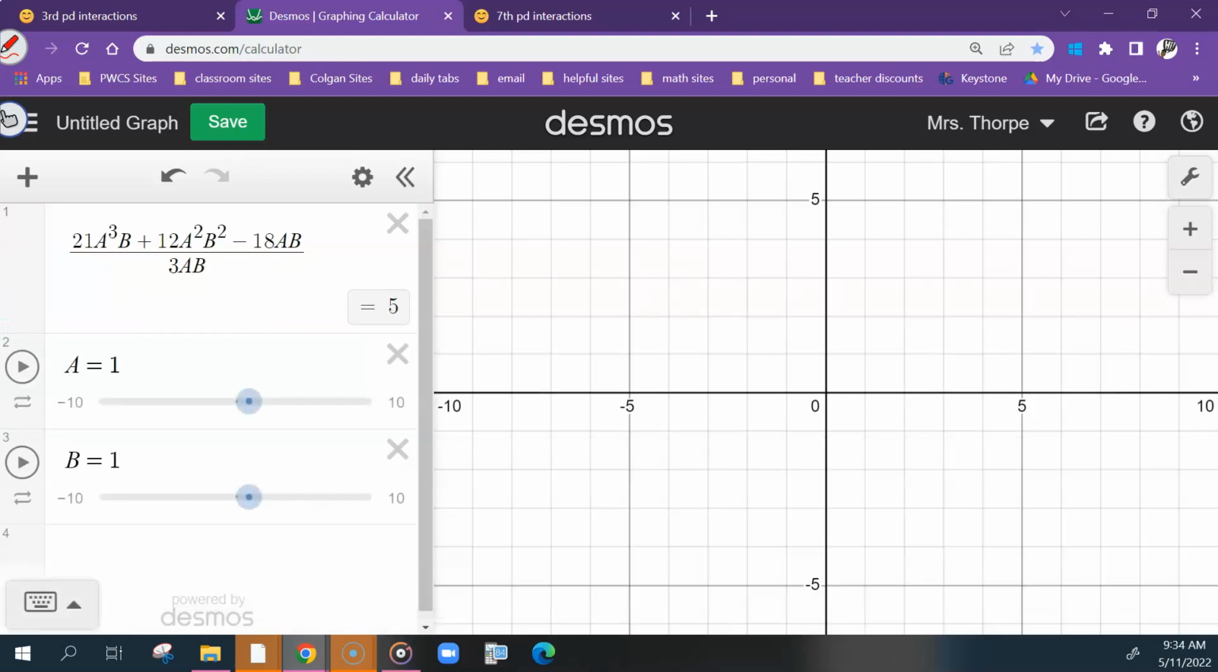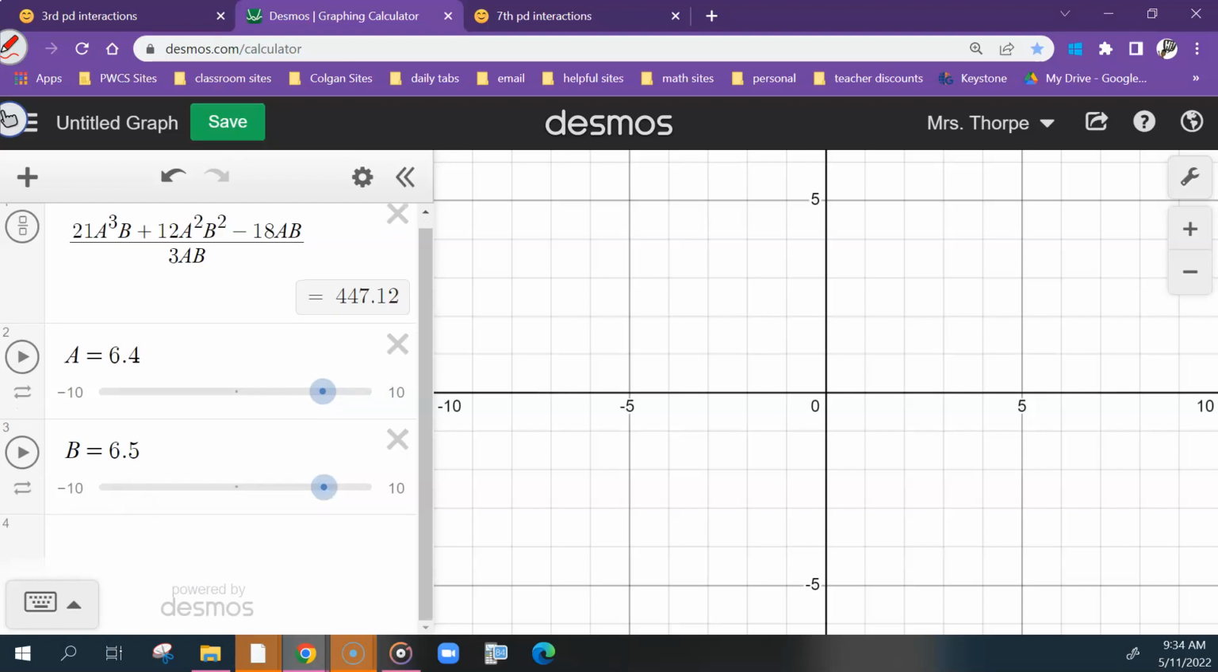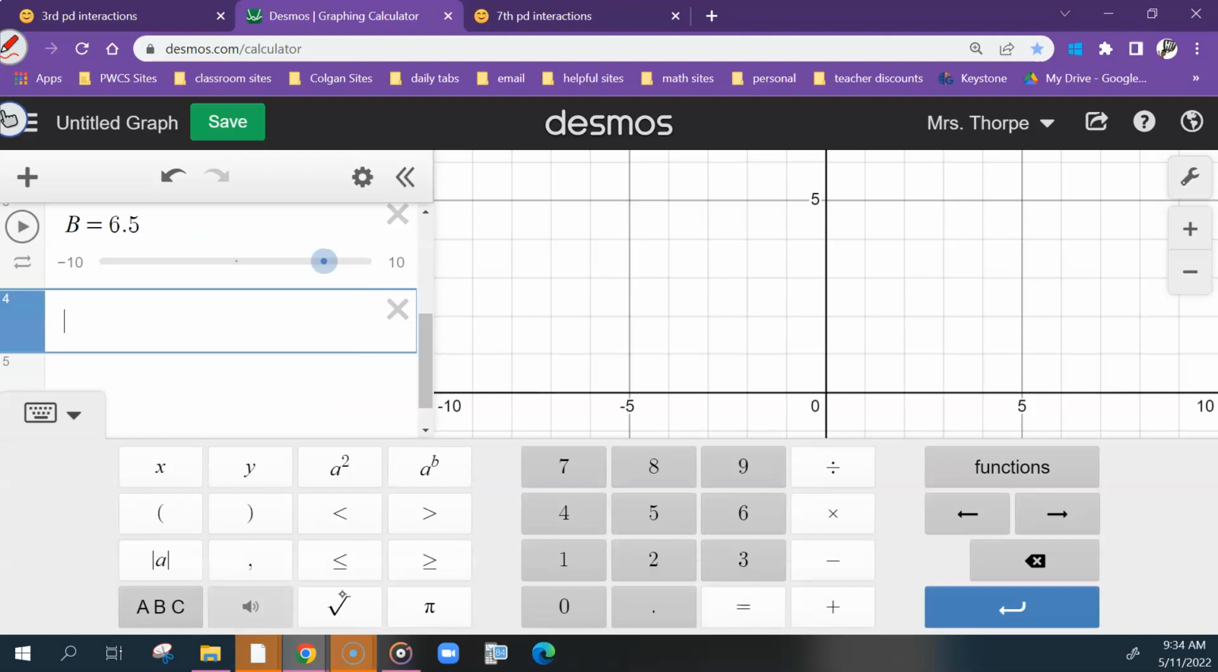I hit select all. And I'm going to change these to other numbers. And I need the number 447.12. So it'll be the graphing Desmos calculator. Now, some of the functionalities sometimes get taken off, but this should still be there. And then I'm going to type in all of the other answer choices and see what we get.